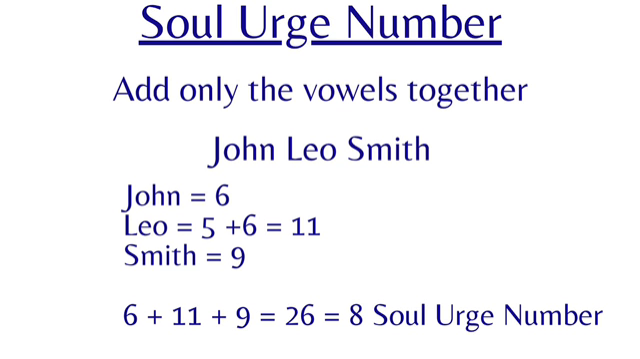Then take all of the numbers you got for the vowels in your middle name and add them together until you get a single digit. And take all the vowels that you got for your last name and add them together until you get a single digit. Then you're going to take those 3 final numbers and add them together. Keep adding them together until you get a single digit, unless you get an 11, 22, or 33. Those are master numbers and you don't reduce them.